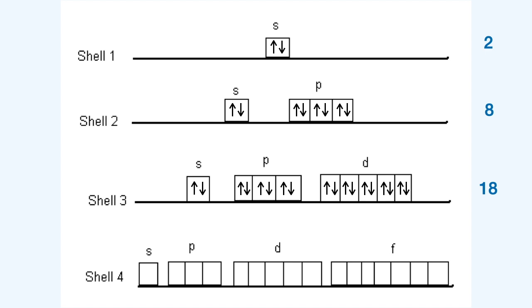at bawat sublevel meron siyang karampatang orbital represented by the squares. So, 32 electrons ang kailangan nating i-plot. Let's go. For S, 2 electrons. For P, we have 6 electrons. For D, 10. And the 14 electrons we will put in the orbitals of sublevel F.